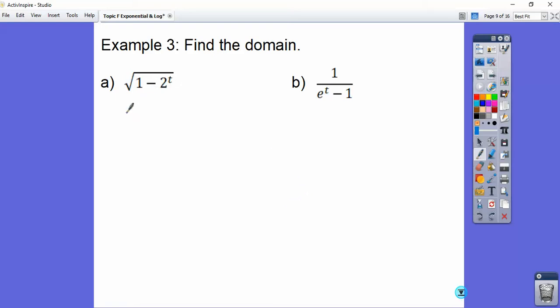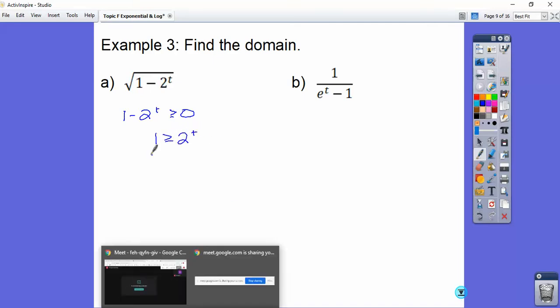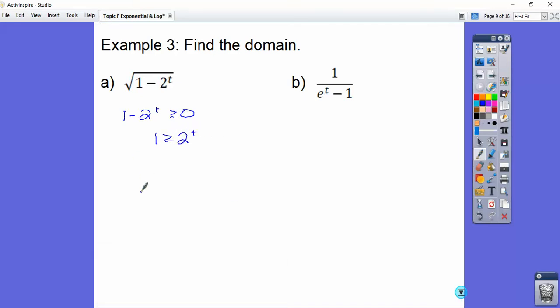This is a square root, so even radical. So the thing underneath has to be greater than or equal to 0. If you add your 2 to the t over, one is greater than or equal to 2.